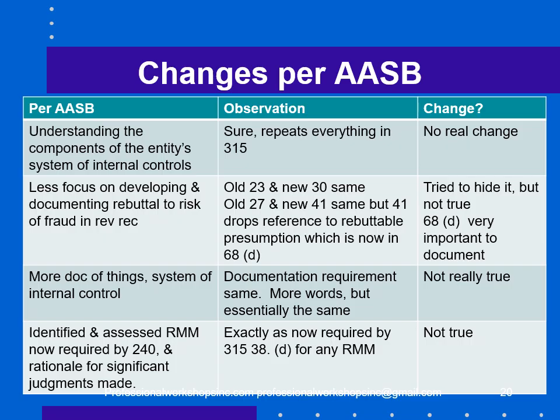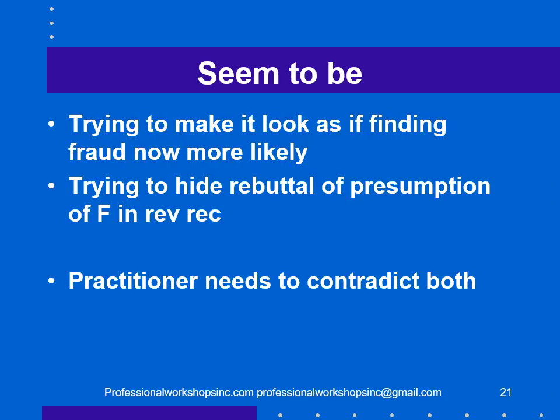Identified and assessed risk of material misstatement now required by 240 and the rationale for significant judgments made. That is exactly the same as required by 315.38D for any risk of material misstatement. So that is also not true. What they seem to be doing is trying to make it look as if this new section will make finding fraud more likely. They, for instance, tried to hide the rebuttable presumption of fraud in revenue recognition.